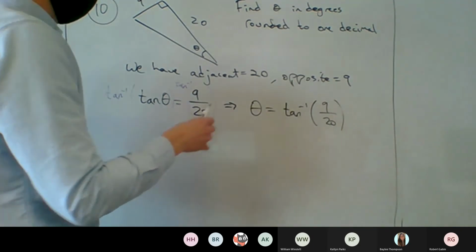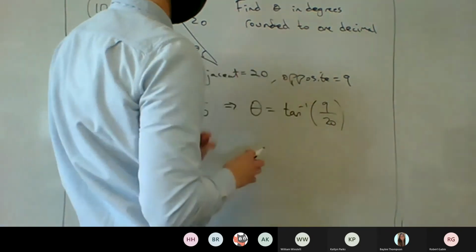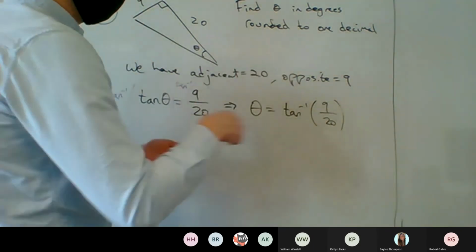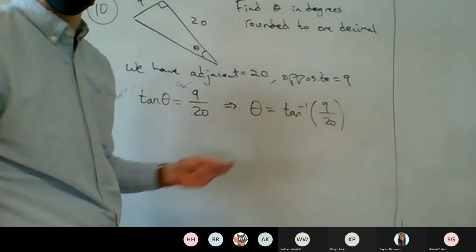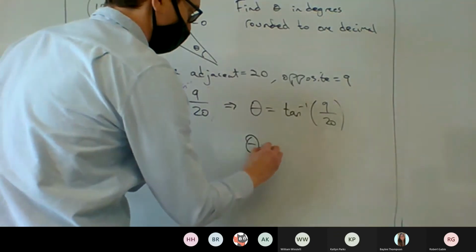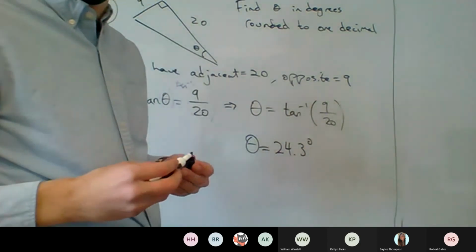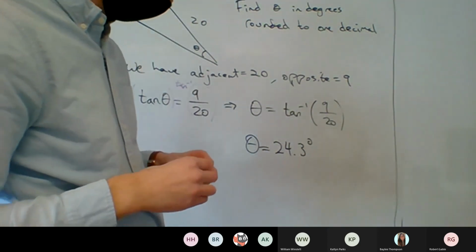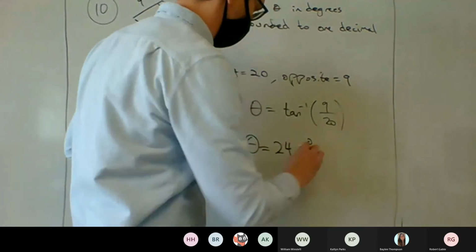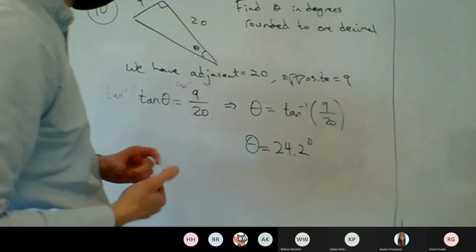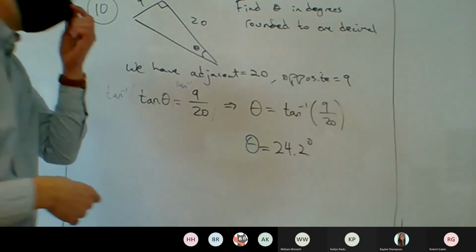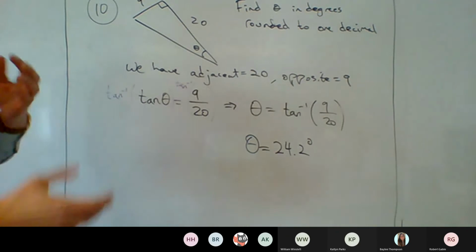So when you do that, make sure your calculator's in degree mode. You're just going to say tangent inverse of 9 over 20, just like that, and you'll end up with 24.3 degrees. No, 24.2. There we go, 24.2 degrees when you round. If you round right, you get 24.2.